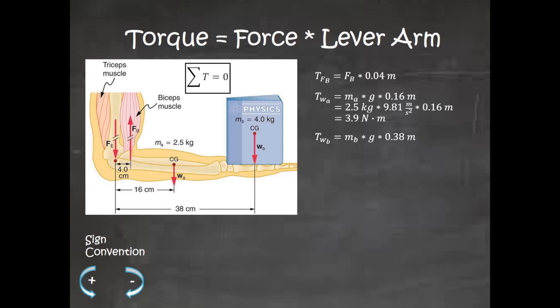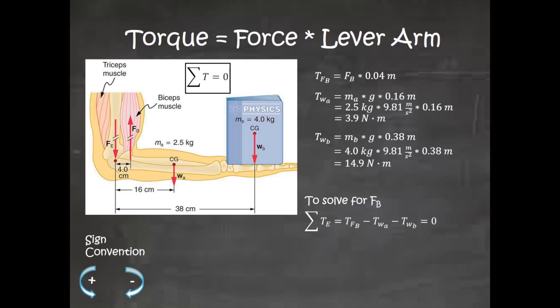Similarly, the torque due to the weight of the book is mass of the book times g times 0.38 meters. Substituting in the values and solving, we get the torque about point E due to the weight of the book to be 14.9 Newton meters.